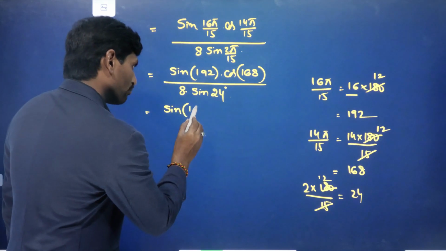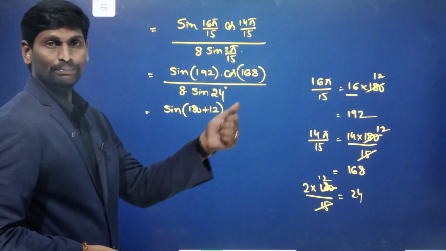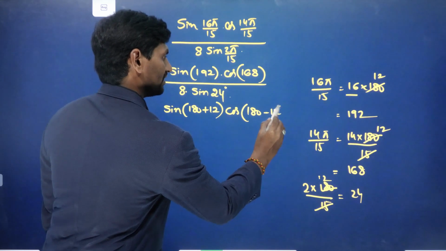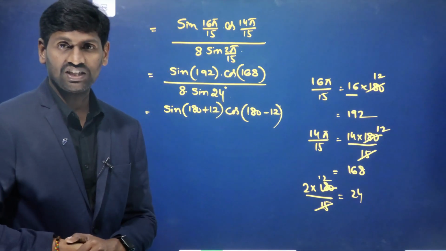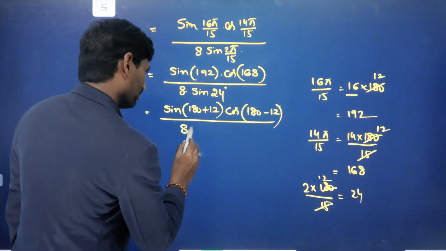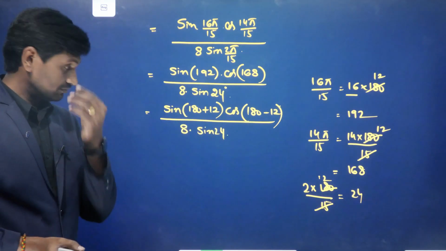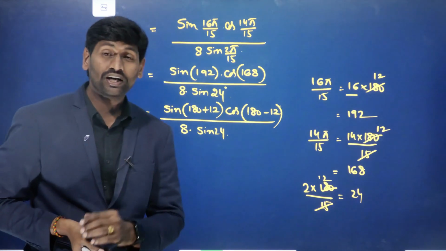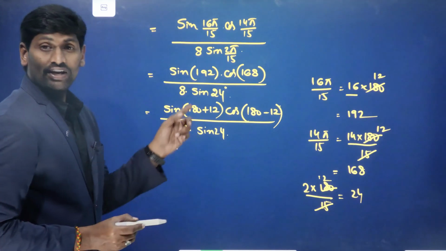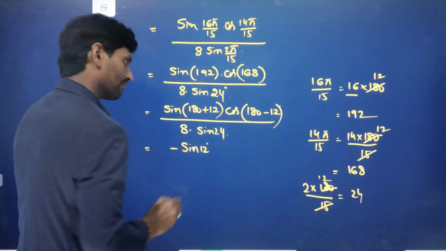192. I am going to write as 180 plus 12. Correct? 192 we can write as 180 plus 12. Now cos 180 minus 12. 180 minus 12 is 168. Okay? So divided by 8 into sin 24 degrees. Now 180 plus, which quadrant? 180 plus is the third quadrant. Third quadrant sine value is negative. Whenever 180, sine stays sine. So minus sin 12 degrees.